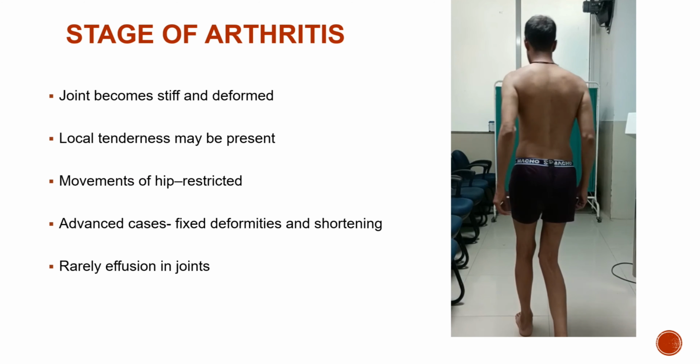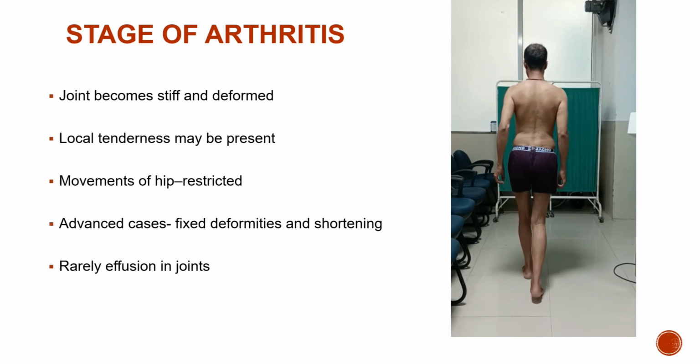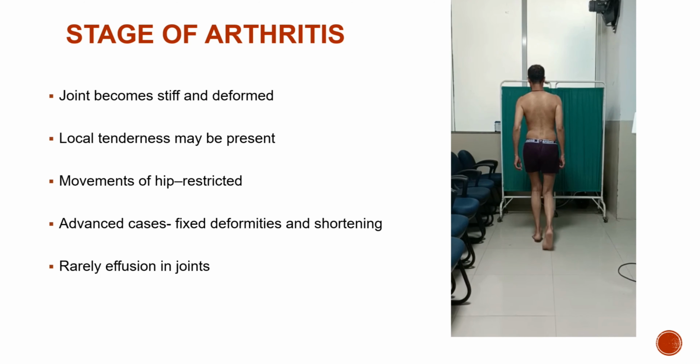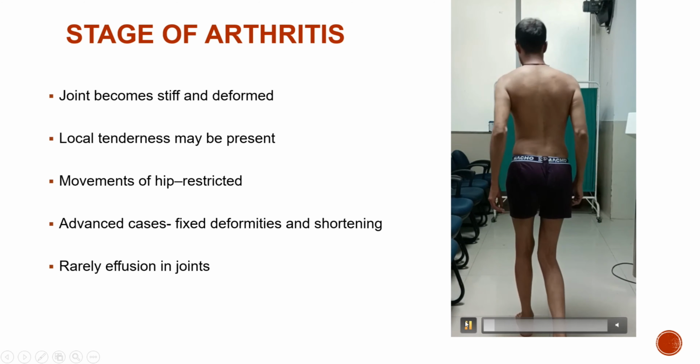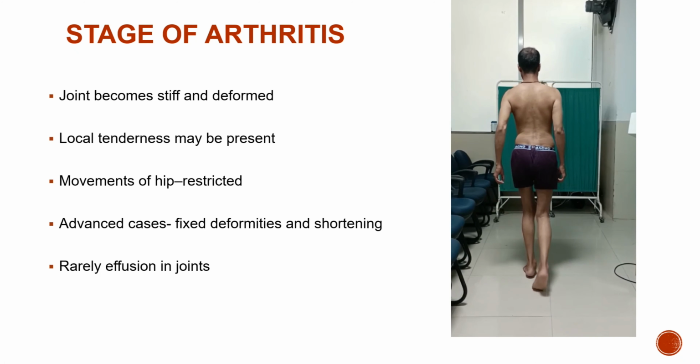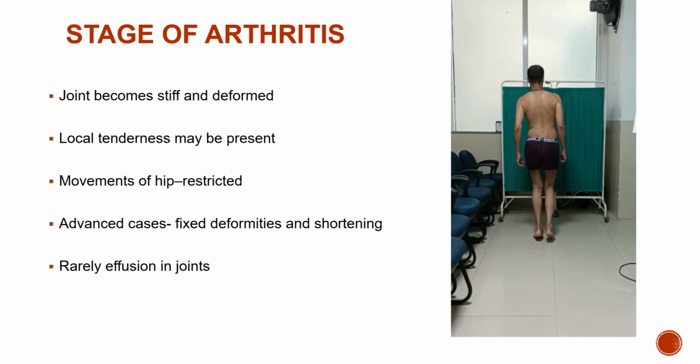This is the stage of advanced arthritis, where we can see the joint become stiff and deformed, and the local tenderness will be grossly seen, and the movements of hip are highly restricted, and in more advanced cases, it can lead to fixed deformities and shortening, and rarely you can see effusion in the joints.